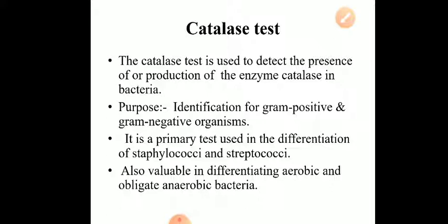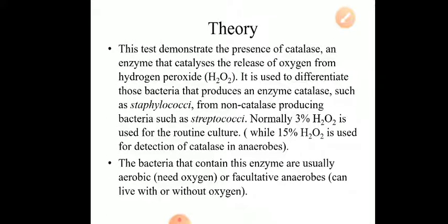Okay, all of you know by now staphylococci and streptococci, right? Staphylococci, if you look at the morphology of the organism, appear in bunches, and streptococci are the cocci arranged in chains. So it's one of the important tests used to differentiate between staphylococci and streptococci. Streptococci are catalase negative. Staphylococci are catalase positive. It is also valuable in differentiating various aerobic and obligate anaerobic bacteria. Okay. So whether the organism produces enzyme catalase or not can be detected by this test.